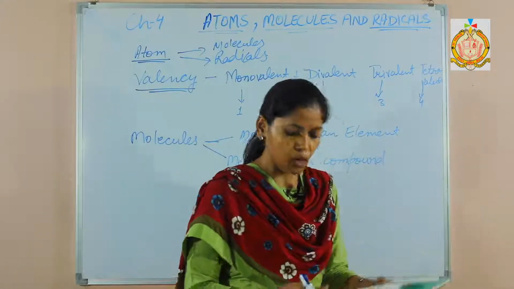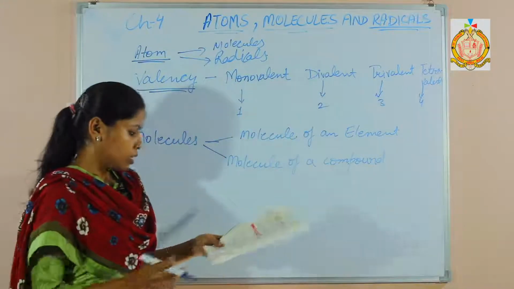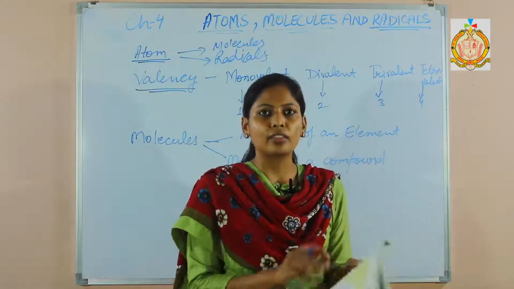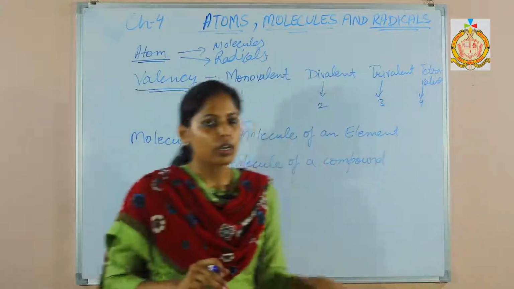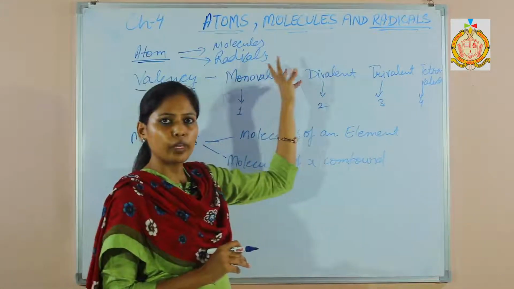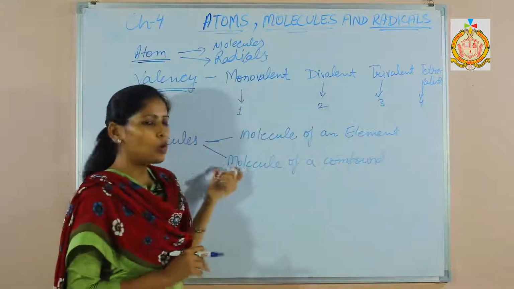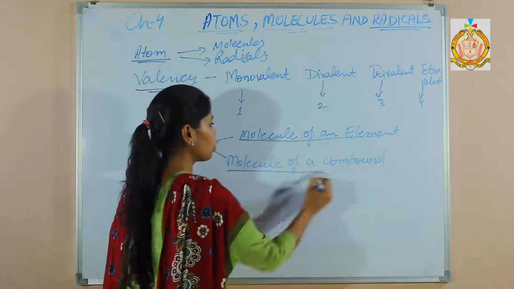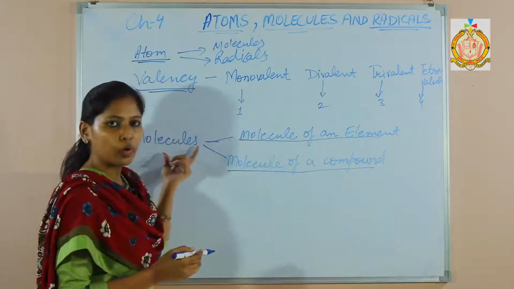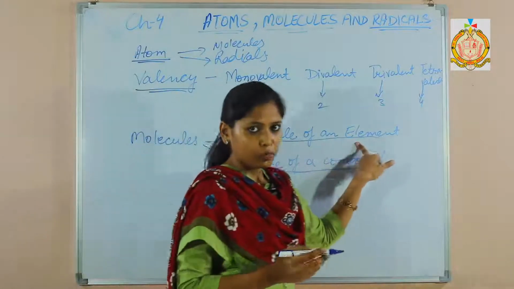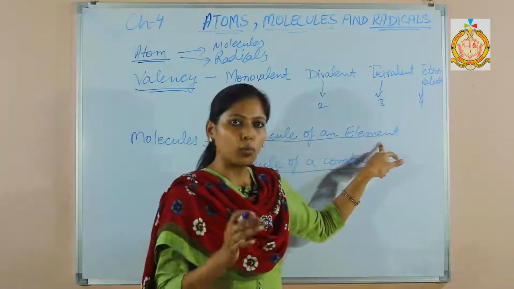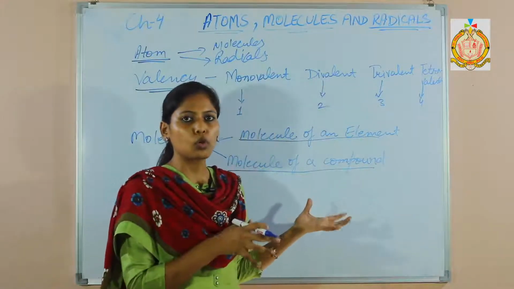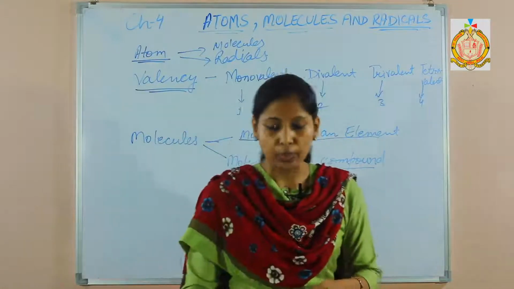Next one is molecules. A molecule is the smallest part of an element or a compound that can exist independently. Atoms may or may not exist independently, but a molecule always exists independently. Further, there are 2 categories of molecule: molecule of an element and molecule of a compound. A molecule of an element is composed of the same kind of atoms, and a molecule of a compound is composed of different kinds of elements.